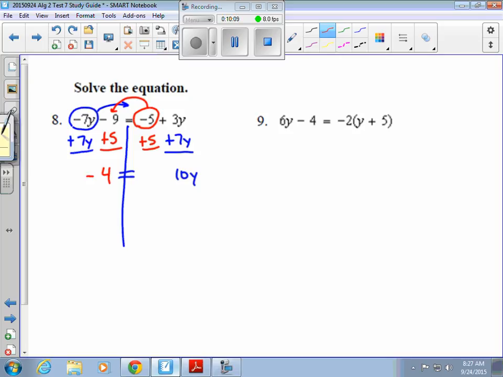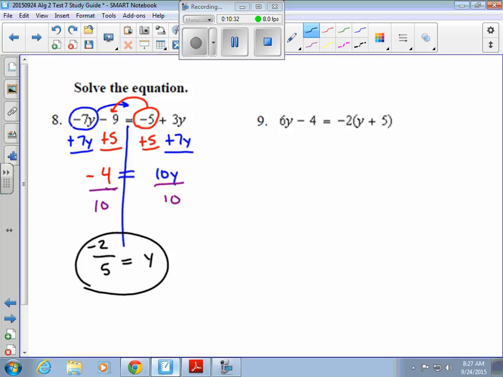Now get y by itself. That says 10 times y. So get y by itself by dividing to cancel out multiplication by 10. And if you divide the right, do the exact same thing to the left. Now we've got the number 2 that goes into both of these. It goes into negative 4 negative 2 times, and it goes into 10 5 times. So y's value is negative 2 over 5.